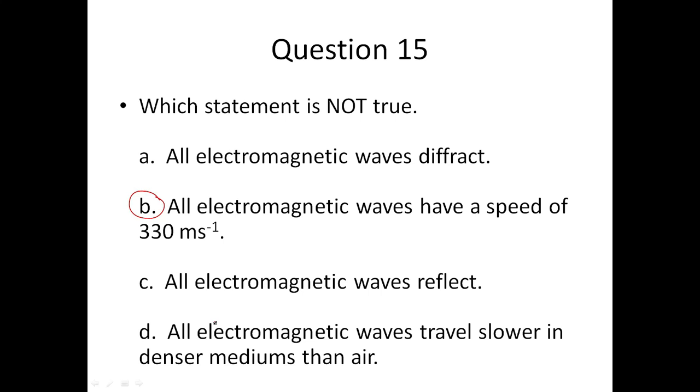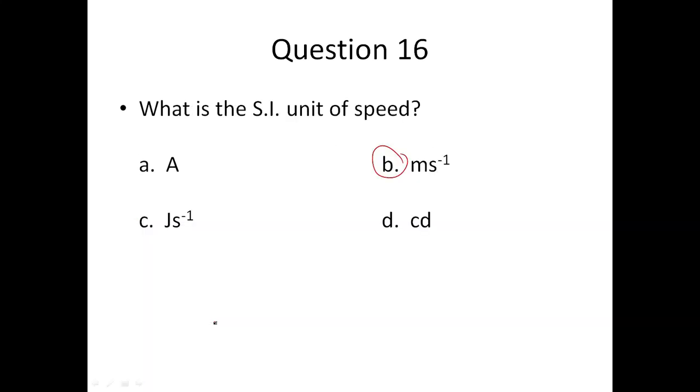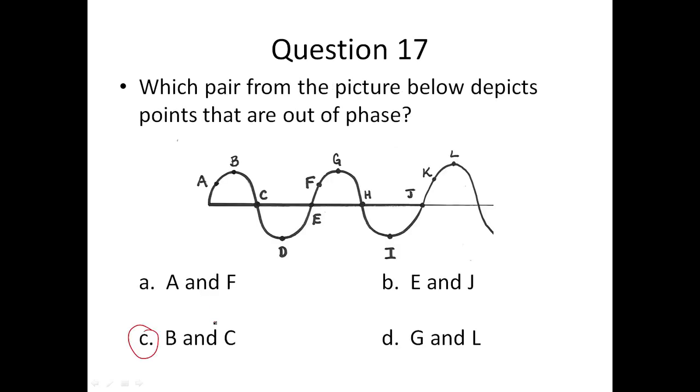Now, which statement is not true? All electromagnetic waves diffract. That's correct. The speed of electromagnetic waves is actually 3 times 10 to the 8 meters per second, so B is incorrect. C is correct, they reflect, and yes, they do travel slower in denser mediums than air. What is the SI unit of speed? That would be meters per second.